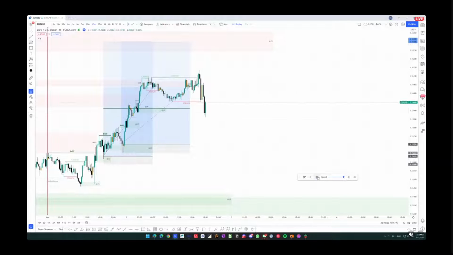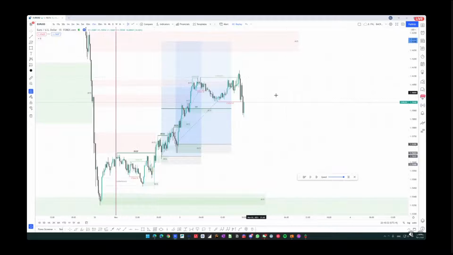Wow, look at that push down. So this is a clear choch now. We don't have anything here though. That's a problem. Yeah, imbalance. We have our imbalance again.